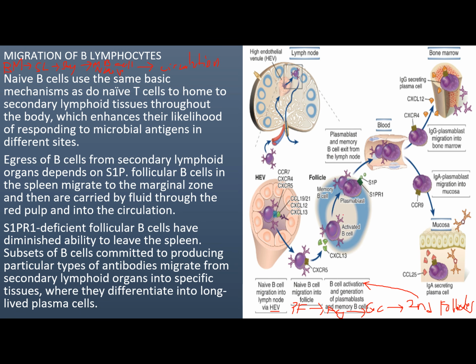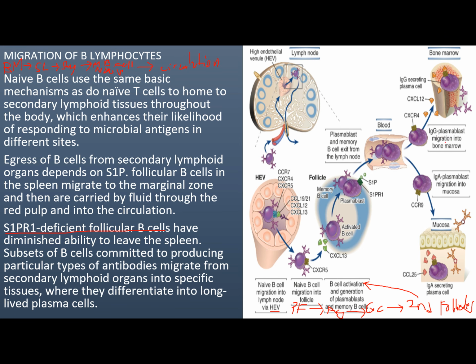Now, please take note, class, that in the plasmablast, it can secrete certain substances, such as your S1P and S1PR1. Now, please take note that S1PR1 deficient B cells have weak ability to leave the spleen. So once that happens, the plasmablast and memory B cell would exit the lymph node. And they would go to the blood. And from the blood class, two things would happen. They would either become the IgG plasmablasts migrating into the bone marrow or the IgA plasmablasts migrating into the mucosa.